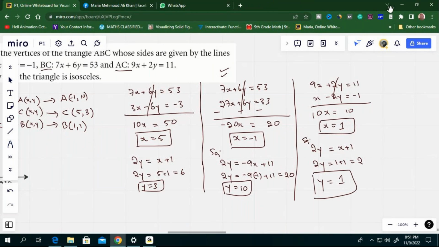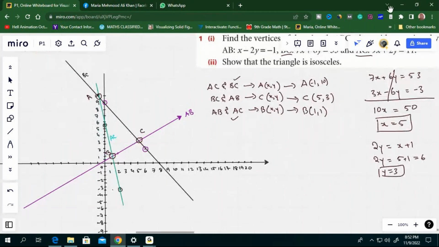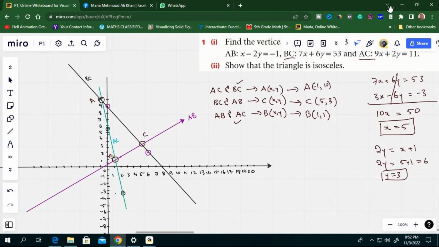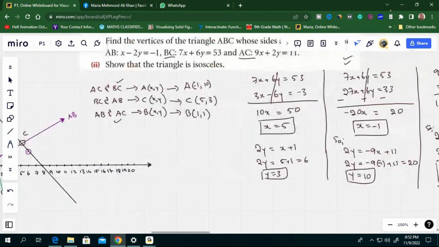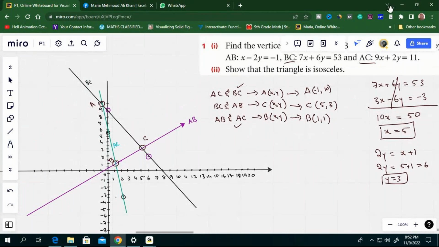So you can see these are the coordinates here. So we have just explored the vertices' coordinates, and now in the next part they're saying show that the triangle is isosceles. Okay, so find out the length of each side with the help of your distance formula, and I'm just going to write here. A has coordinates (10, 1) and B has coordinates (1, 1), and C has coordinates (5, 3).